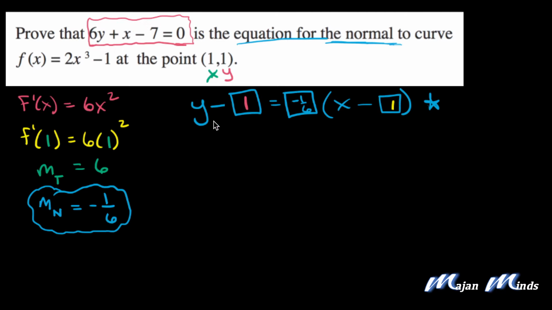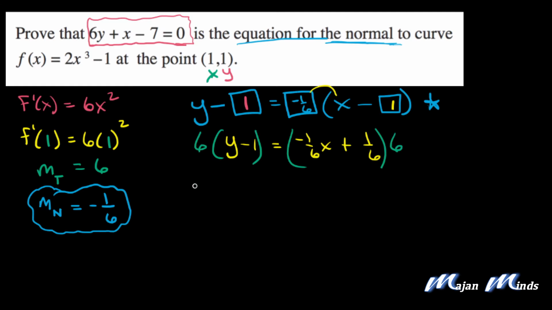So let's open up our brackets. We're going to have y minus 1 equals negative 1/6 x plus, this is a negative and that's a negative, so plus 1/6. And now I'm going to apply a method that I used when we were doing partial fractions, and that is I don't like to deal with fractions. So I'm just going to do the same thing to both sides that will eliminate these fractions. I'm going to multiply by a 6 and a 6.